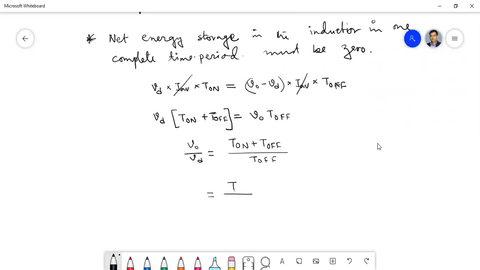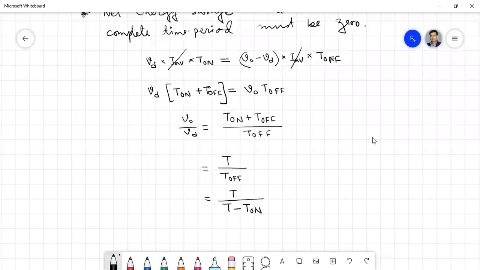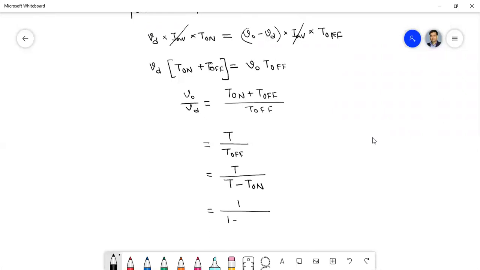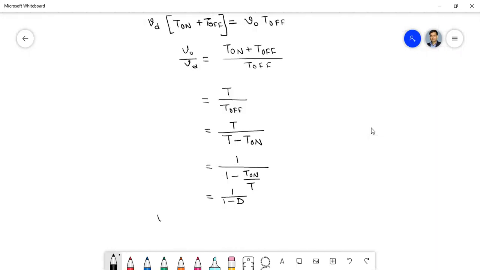So total time period by T off. Now, what is T off? T off is T minus T on. Okay. Now, if we divide numerator and denominator by T, then what you will get? 1 minus D. So it is nothing but 1 by 1 minus D. Okay, so this is how we can prove that V0 is 1 by 1 minus D into VD. So this is the expression which relates the input and output voltage in case of boost converter.